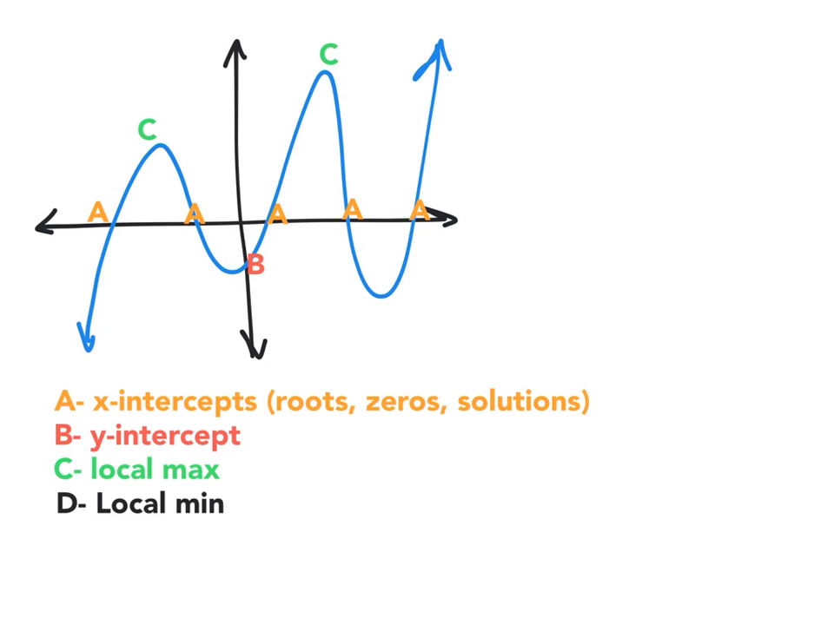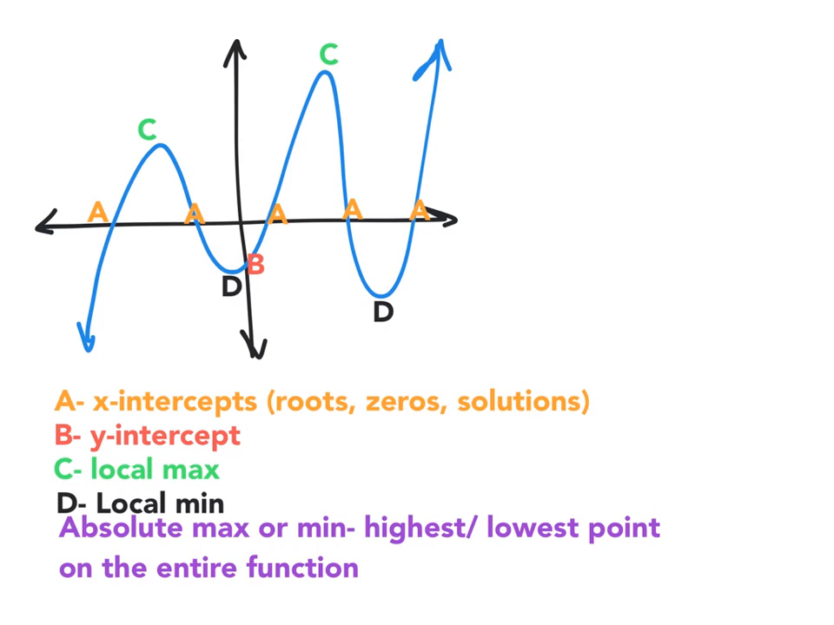Just like the local max, I'm going to put a D at these local minimums. And again, this graph does not have any absolute max or mins because those would be the highest or lowest points, and this continues growing more and more negative or more positive.